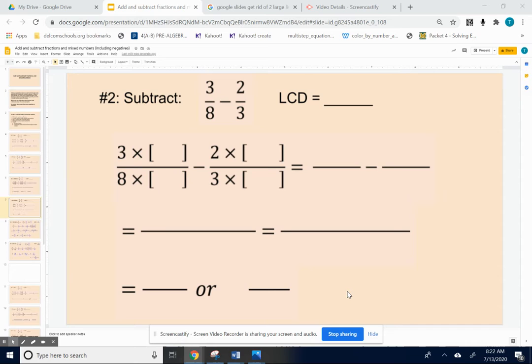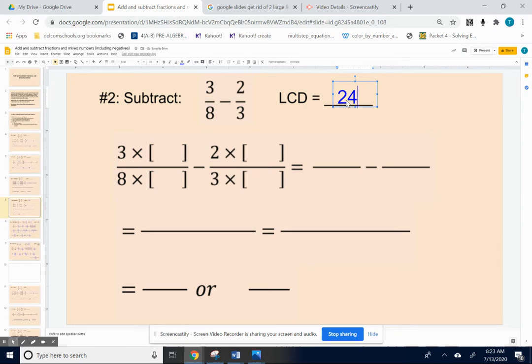For the least common denominator, I'll use the trick we talked about in the last slide. 3 won't go into 8, so let's do 8 times 2, 16. Will 3 go into 16? No. So let's try 8 times 3, 24. Will 3 go into 24 evenly? Yes. So the least common denominator is 24. Okay, do the next step.